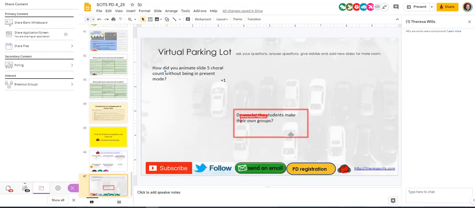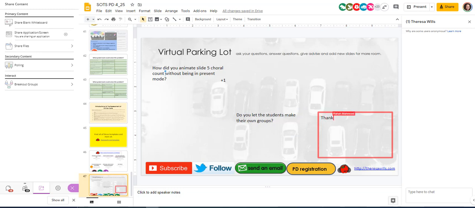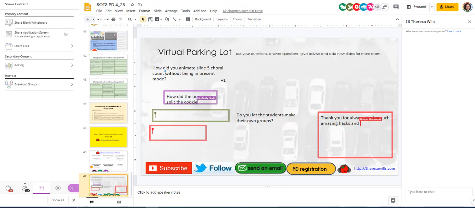Do you let students make their own groups? It depends on the task. So in that case today, you all made groups with similar grade levels, and I really wanted to respect the important mathematics that kids do at each grade level without doing too high of a vertical articulation.